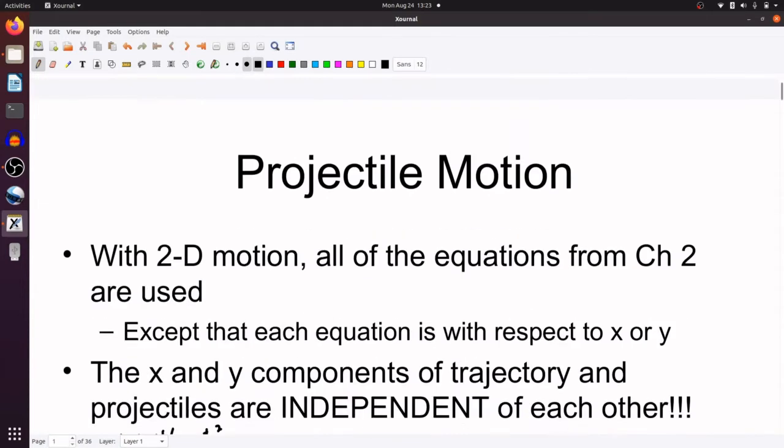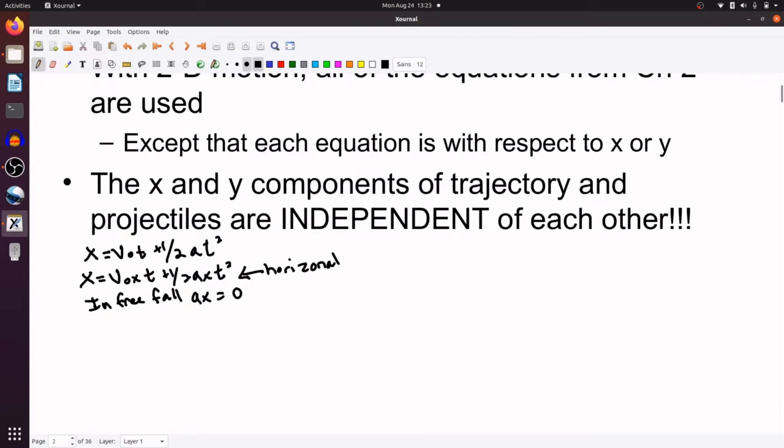And so, coming back to here, what that means is your x equation in free fall will collapse to just x is equal to v naught x t, and I'm going to put parentheses around this so that you know that v naught x means velocity at time 0 in the horizontal direction. That is simply just rate times time equals distance. And then likewise, your y equation now becomes v naught y t plus 1 half a y t squared.